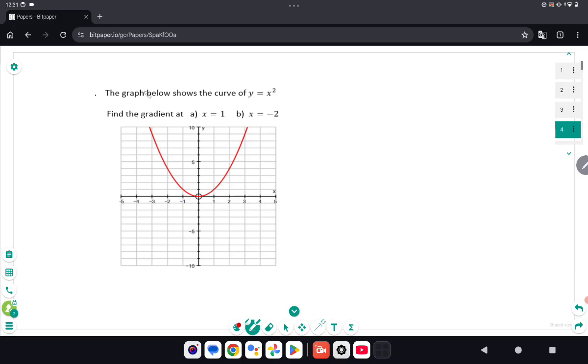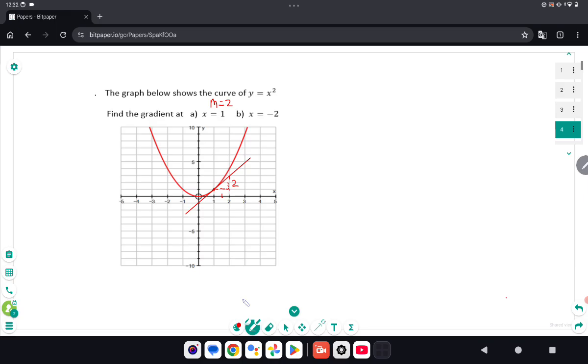The graph below shows the curve of y equals x squared. Find the gradient at x equals 1. I could put a little mark here when x is 1, and I could draw a tangent to the curve at this point. Because at this point here, the gradient is the same on the curve as it is for that straight line. Now I can find my gradient here by looking at the change in y over the change in x. Change in x is 1, change in y is 2, so the gradient here is 2.